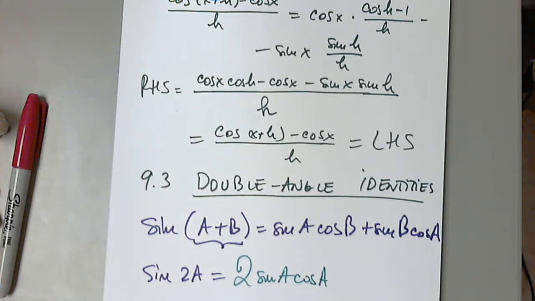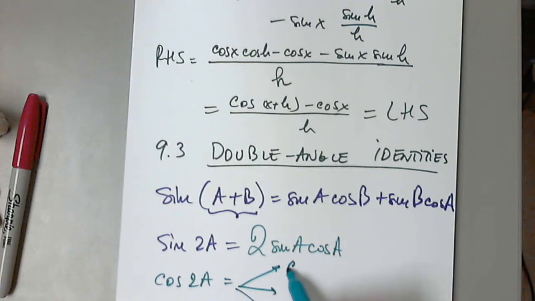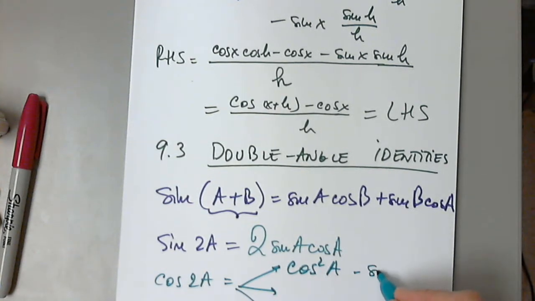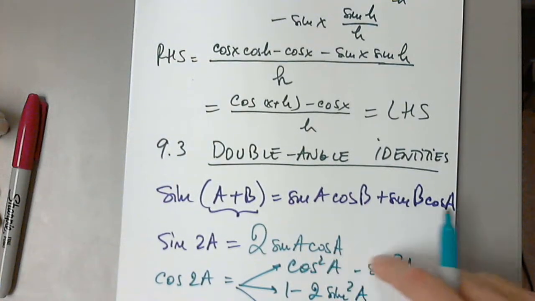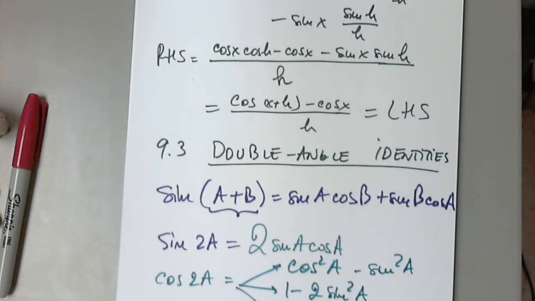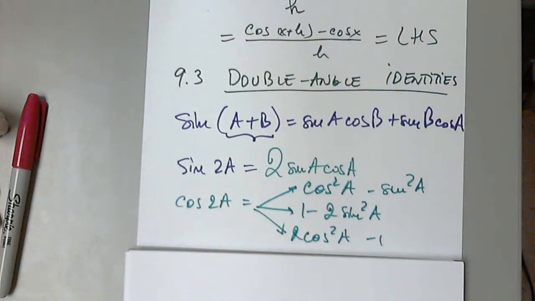The cosine of twice A, we already have it from last time. Cosine twice A has 3 different options. It has cosine squared A minus sine squared A. It has 1 minus 2 sine squared A, or 2 cosine squared A minus 1. These come from this, and cosine twice A comes from the formula cosine A plus B. In the same way, we have tangent. And then we can practice this.